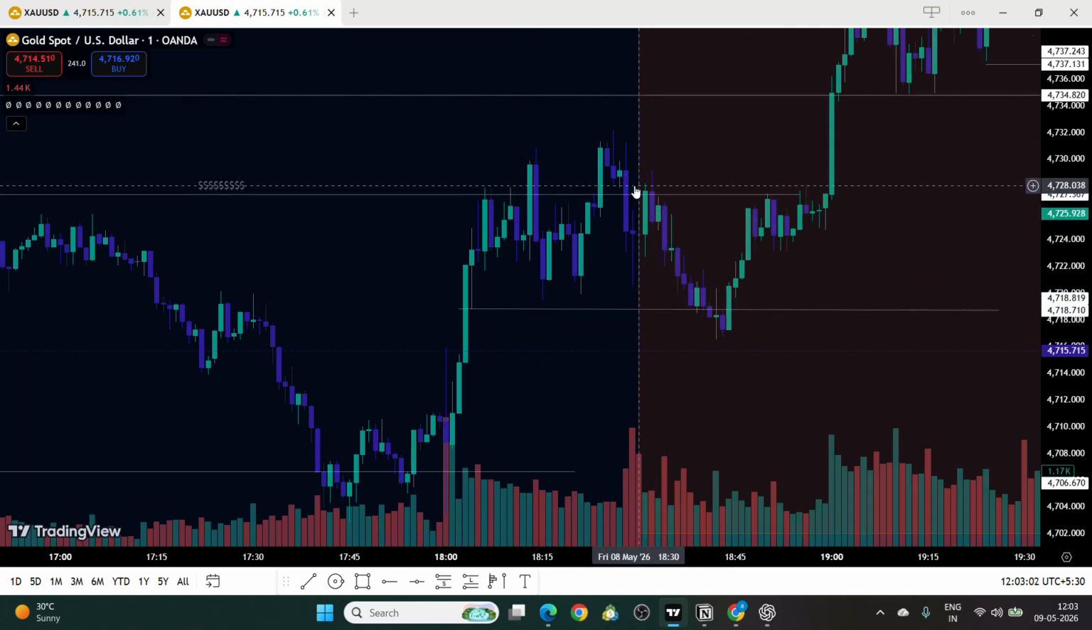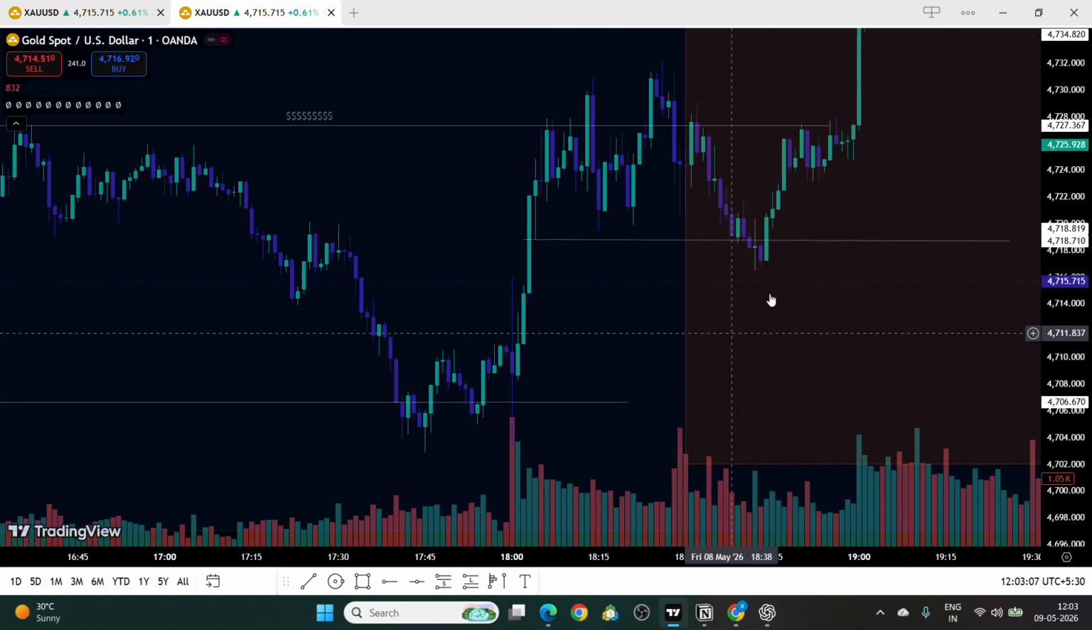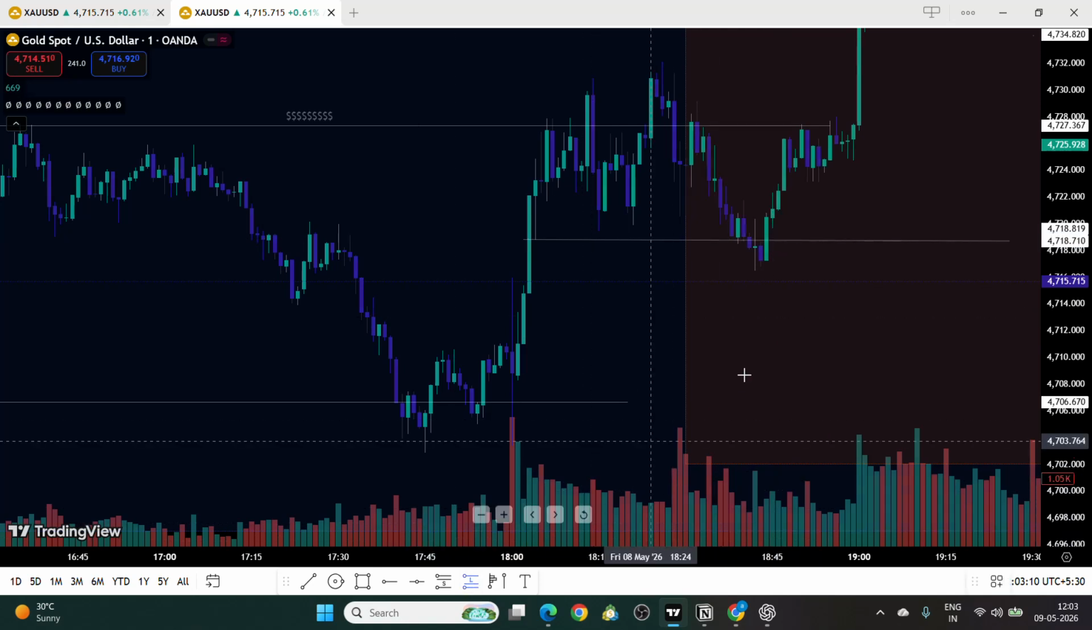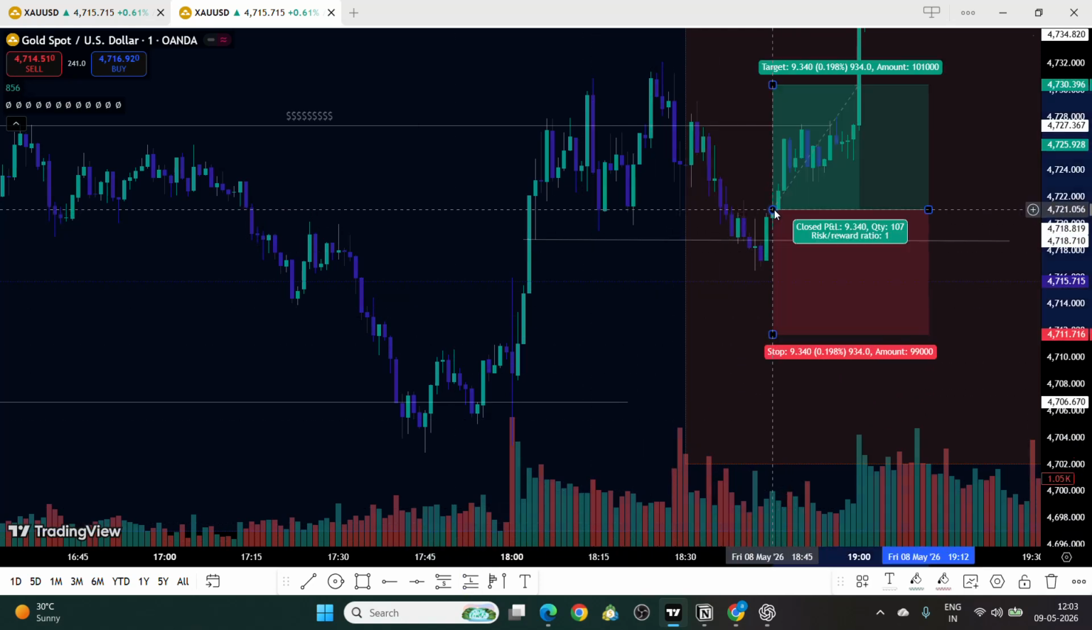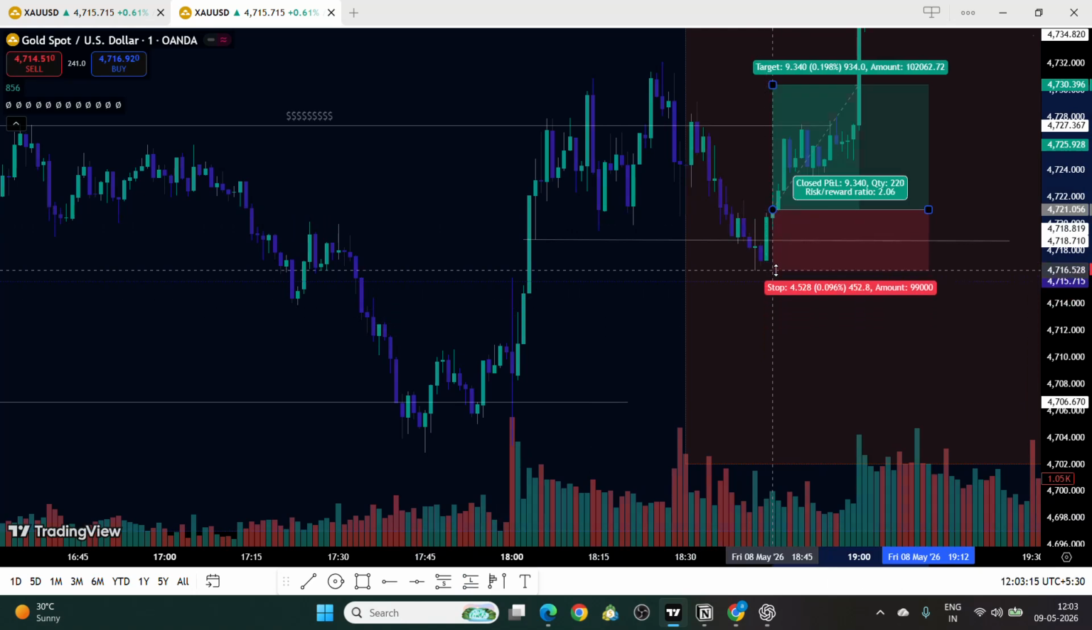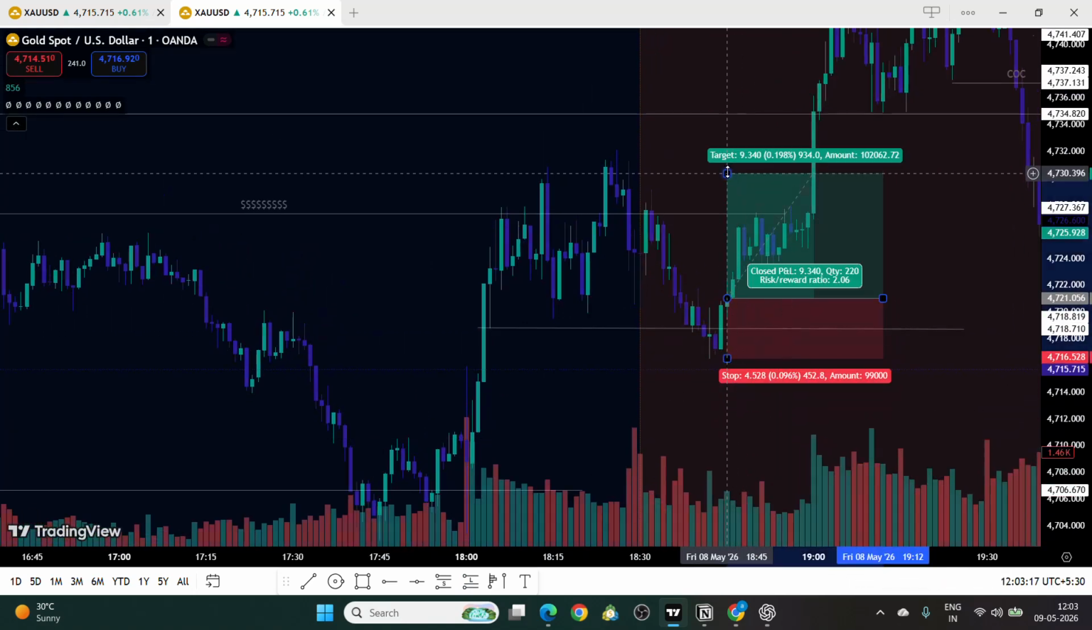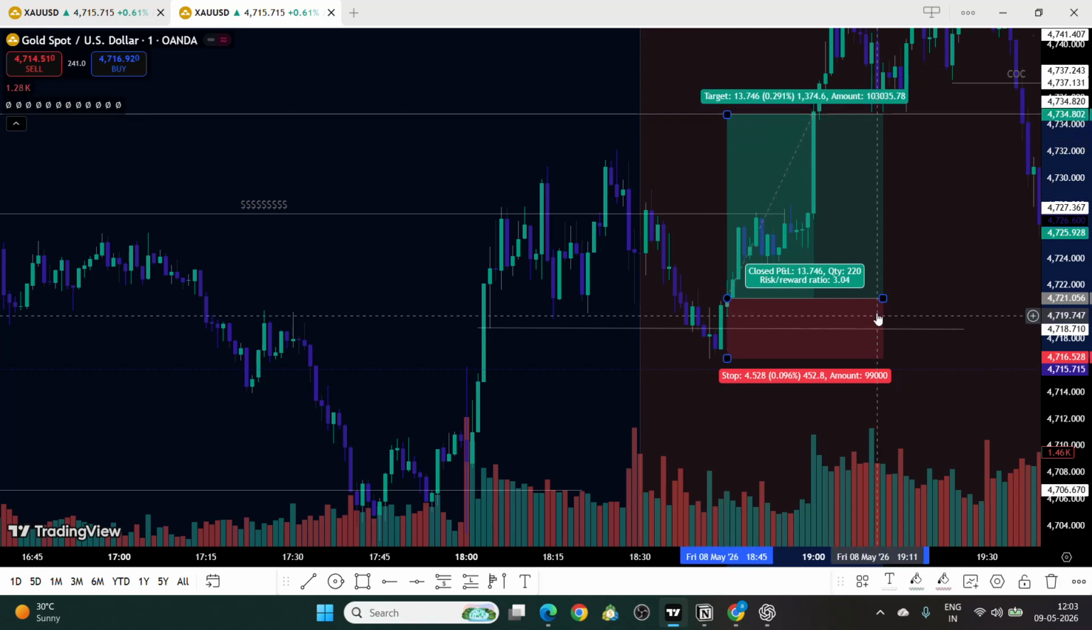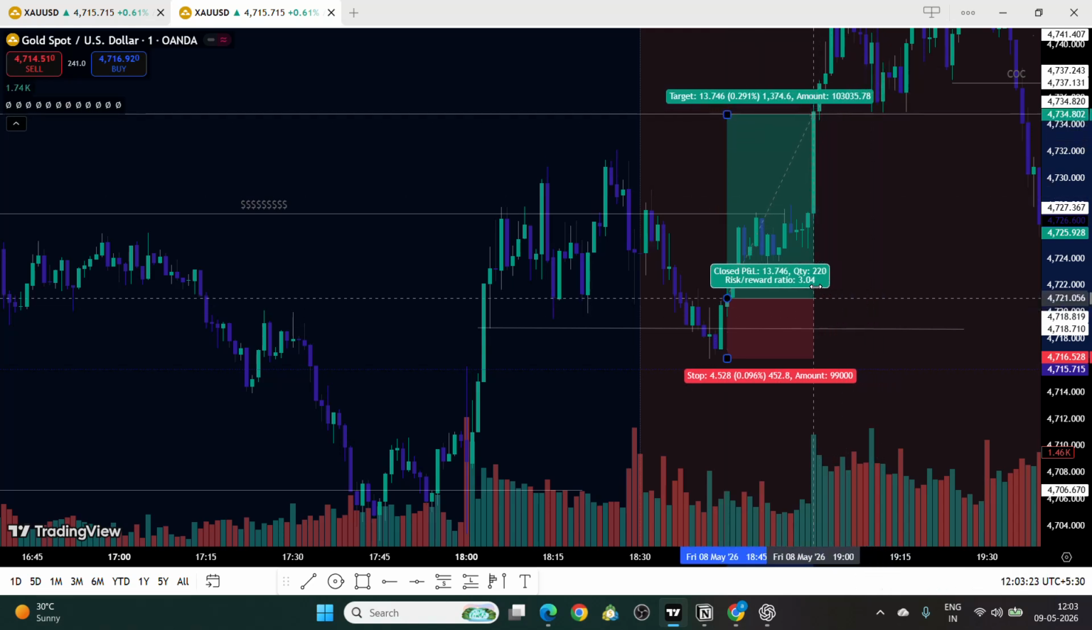And this is the New York session. From here, how we can take, I will show you. From here, we can take a long when we have the confirmation. Taking it from here all the way up to the Asian liquidity, the Asian high, gives a 1:3 ratio, which is a 1,374 pips move, and that is a big move, I can say.